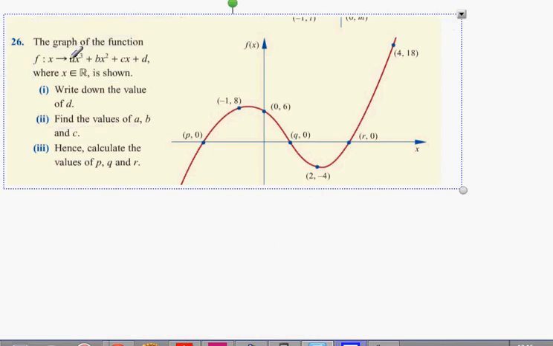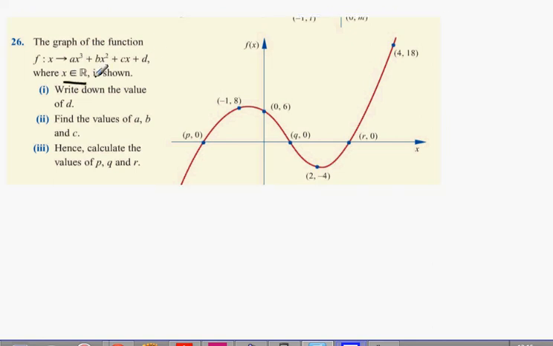26, okay? The graph of the function f of x equals ax cubed plus bx squared plus cx plus d, where x is an element of R. This means x represents any number, positive or negative, decimal or fraction, doesn't matter. Write down the value of d.